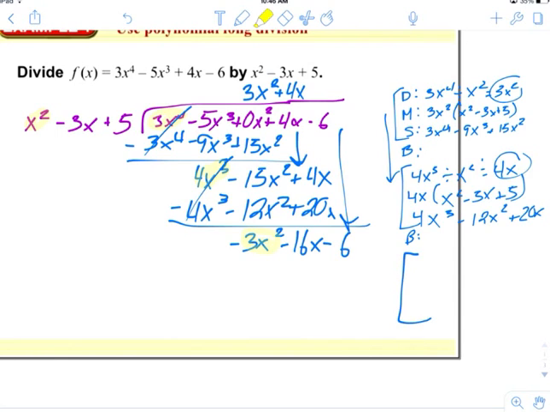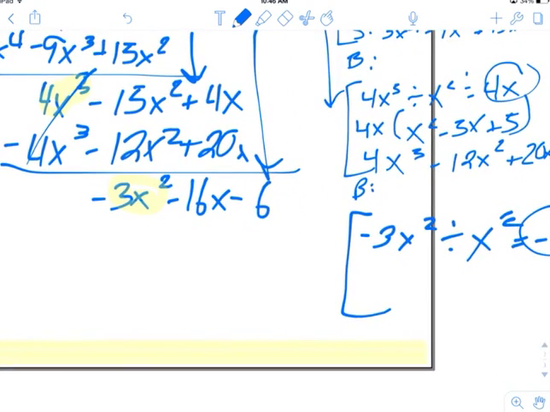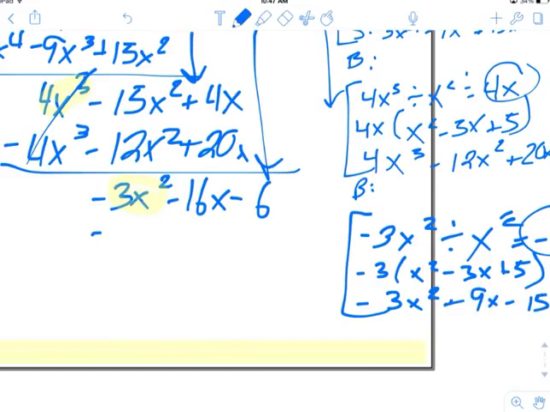So the first term of my divisor is x squared, negative 3x squared divided by x squared equals negative 3. So that's part of my quotient. And it's also going to be my multiplication term, negative 3 times x squared minus 3x plus 5 is equal to negative 3x squared plus 9x minus 15, which gets substituted in for my subtraction step. Negative 3x squared plus 9x minus 15.